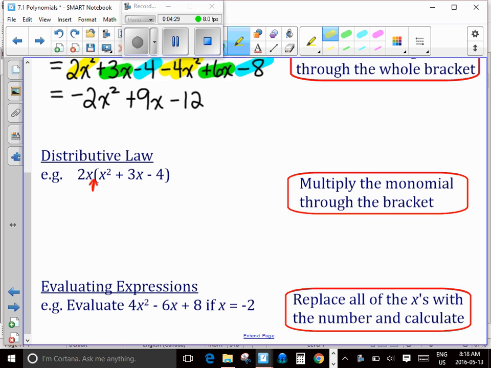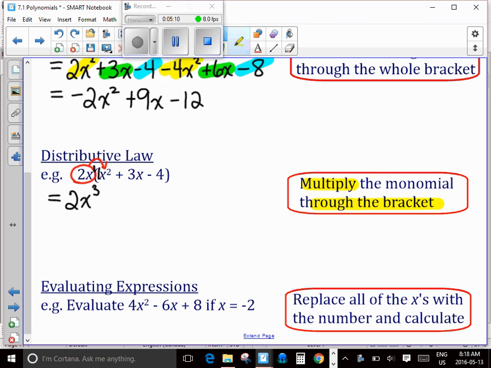So what I'm going to do is multiply the monomial through the bracket. That means I'm going to distribute it and multiply it by every term in the bracket. So I'm going to take the 2x, and first I'm going to multiply it by x squared. Now we remember from the first part of our lesson that to multiply monomials, we multiply the numbers in front, the coefficients. So here I've got 2, and there's a 1 in front of this one. So 2 times 1 is 2. And then I add the exponents. So don't forget there is an exponent 1 on the first x. So adding those two exponents, 1 plus 2 gives me 3.